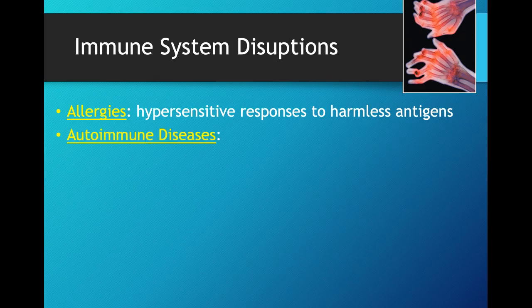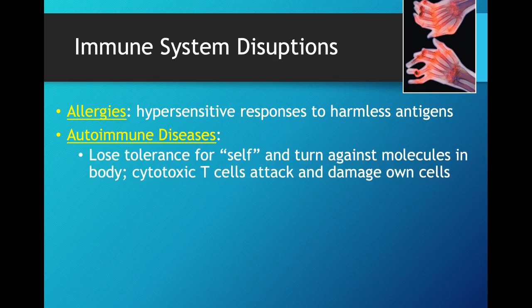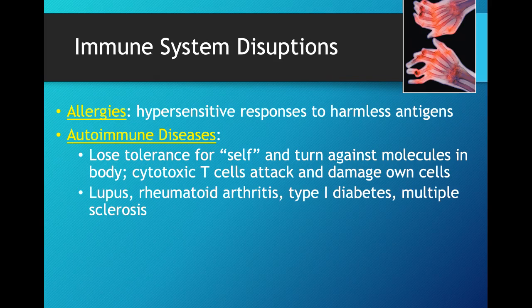Another disruption to the immune system are autoimmune diseases. This is where our bodies lose tolerance for our cells and they turn against molecules in the body. Cytotoxic T cells attack and damage our own cells. Examples of conditions that people can have that are autoimmune diseases: lupus, rheumatoid arthritis, type 1 diabetes, multiple sclerosis.